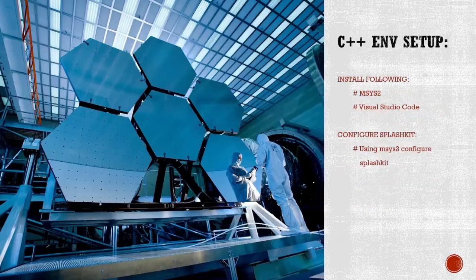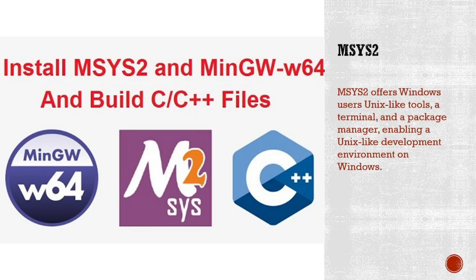So then, how to set up the C++ environment? First, you should install the following programs: MSYS2 Terminal, and then Visual Studio Code. After installing those, you should configure SplashKit in the MSYS2 Terminal. Okay, that's it. What is MSYS2?